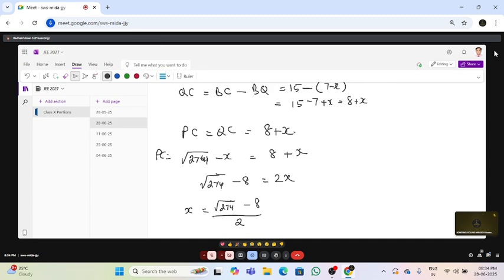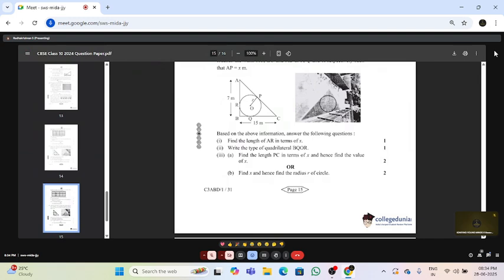What is the last question? Find x, and hence find the radius of the circle. Now that we know x, what is the radius of the circle? R. Now we have the value of x. The radius of the circle is same as this, right? Same as this.